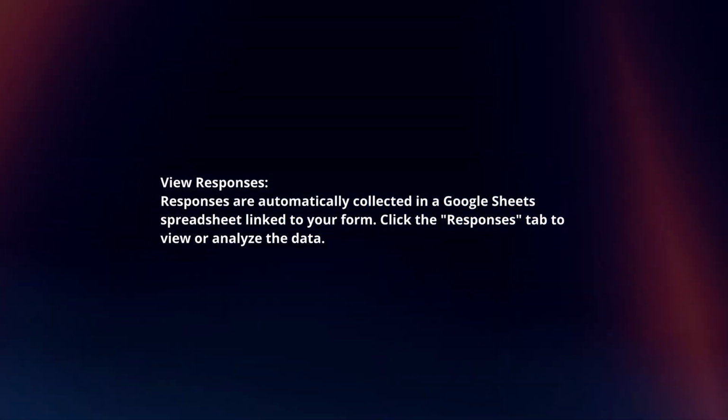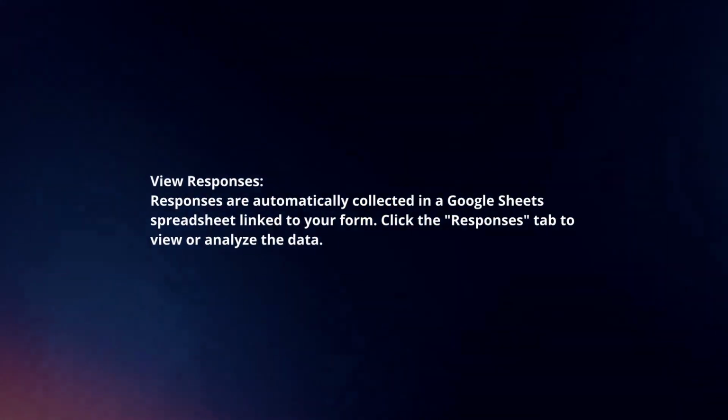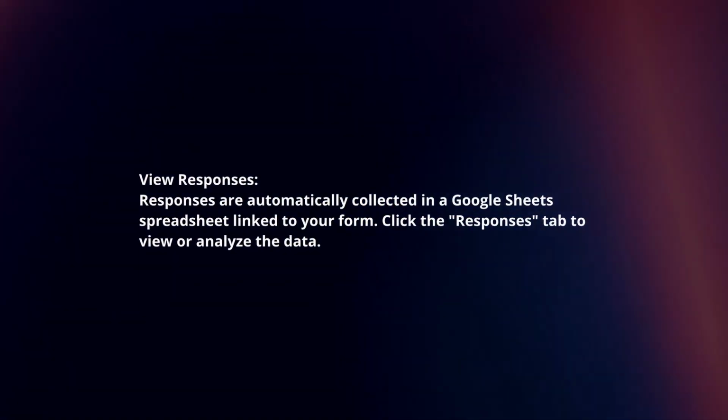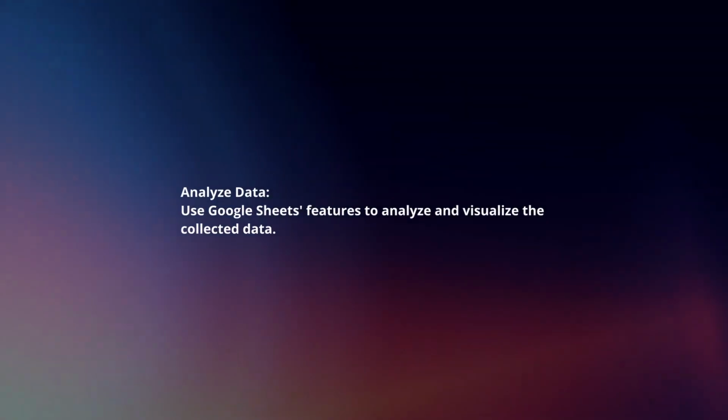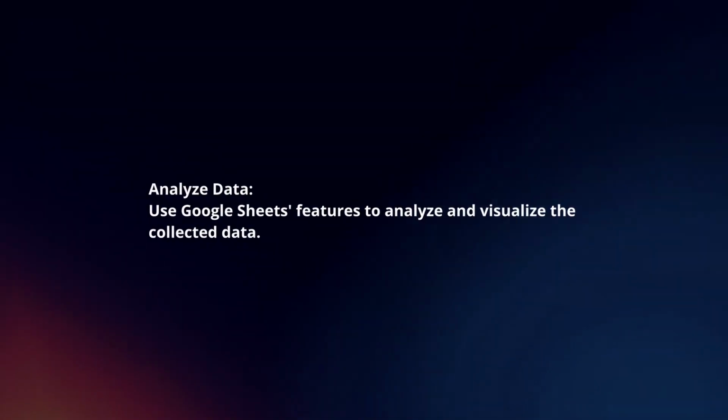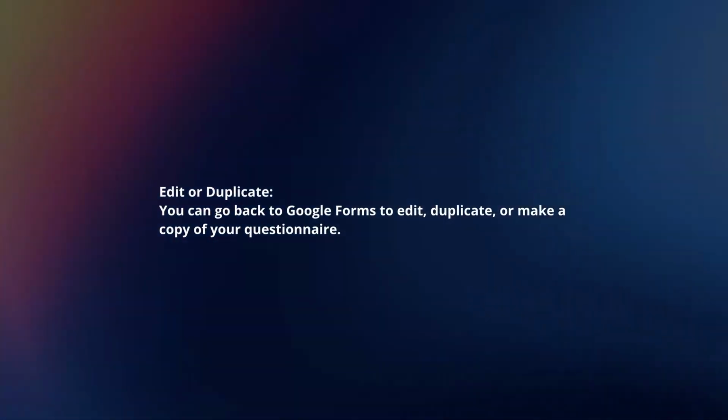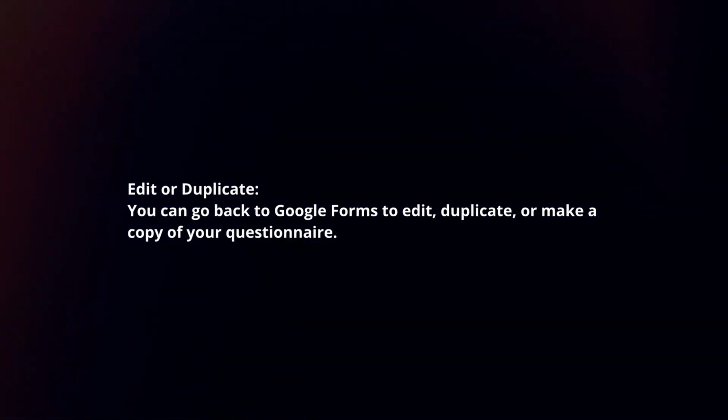View responses. Responses are automatically collected in a Google Sheet spreadsheet linked to your form. Click the Responses tab to view or analyze the data. Analyze data. Use Google Sheets features to analyze and visualize the collected data. Edit or duplicate. You can go back to Google Forms to edit, duplicate, or make a copy of your questionnaire.